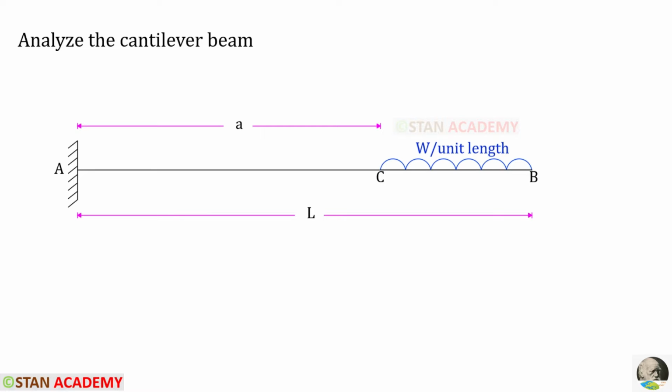Hello everyone. Today we are going to analyze this cantilever beam. In this beam, there is a uniformly distributed load from the point C up to the free end B. The load starts from a distance of A from the fixed end. The span of the beam is given as L.